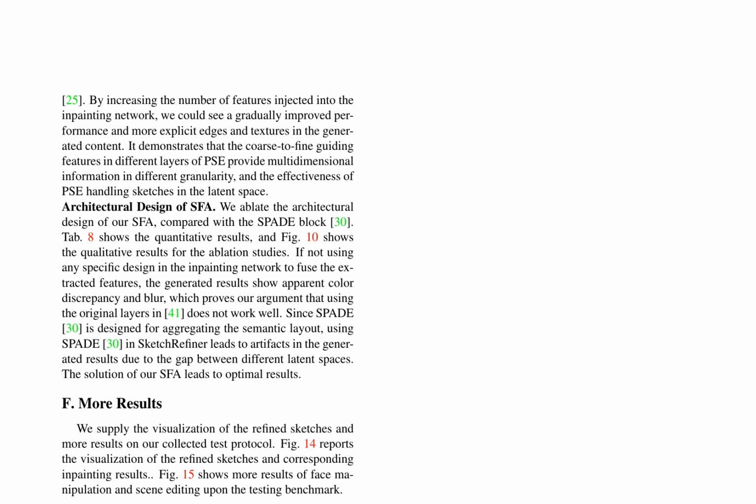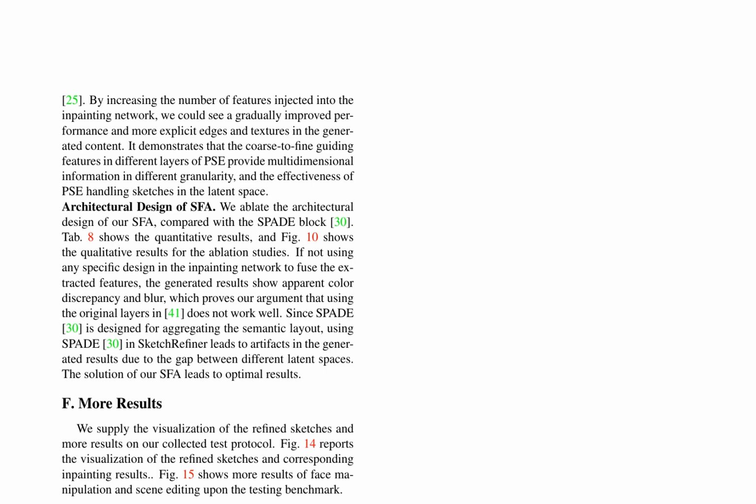It begins by examining the impact of increasing the number of features injected into the inpainting network, which demonstrates improved performance and more explicit edges and textures in generated content. This suggests that the coarse-to-fine guiding features in different layers of the proposed progressive sketch enhancement, PSE, provide multidimensional information in different granularity, highlighting the efficacy of PSE in handling sketches in the latent space.